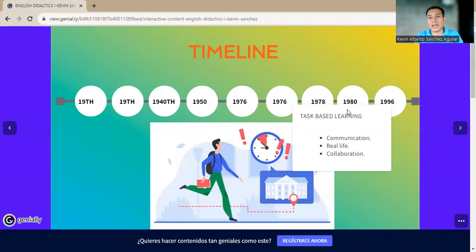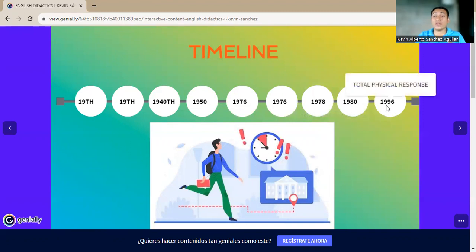Also, we have real life examples. Since they were speaking in the classroom, they were speaking in real life examples on how to work on something like that. Then we have collaboration. What does it mean? Well, collaboration is that students in the classroom were working in pairs, right? They were working in pairs in order to create real life examples.